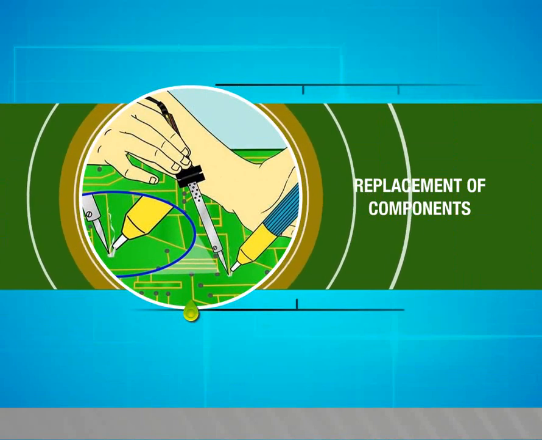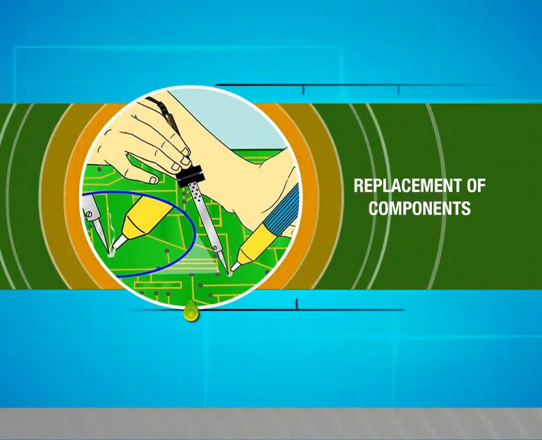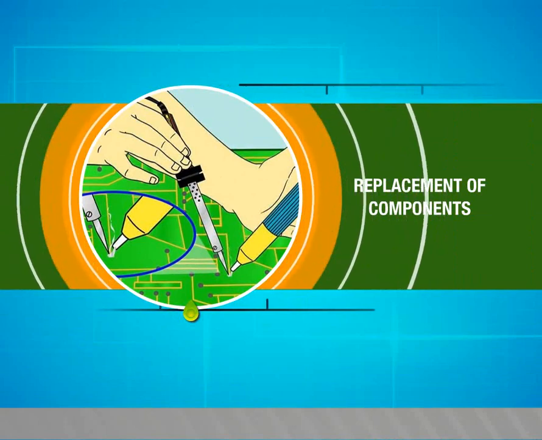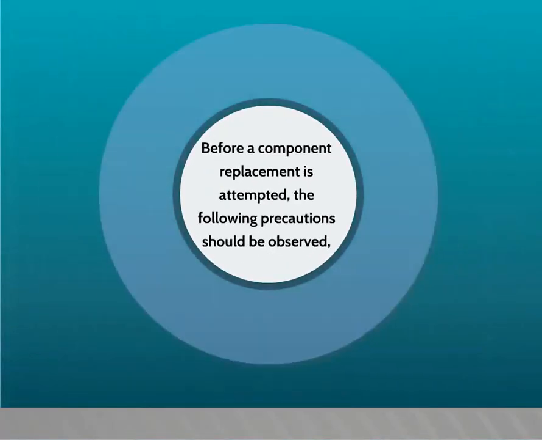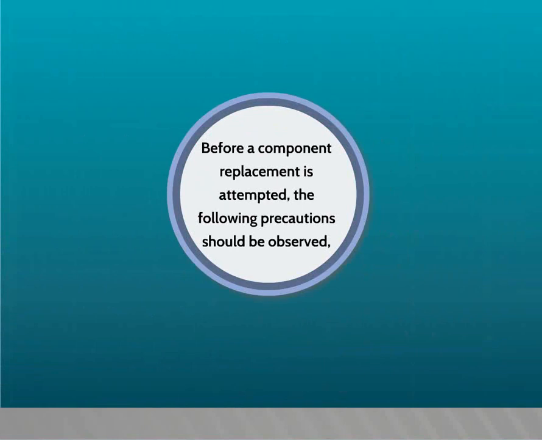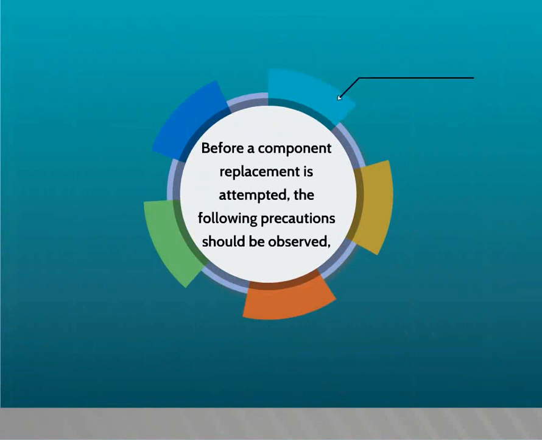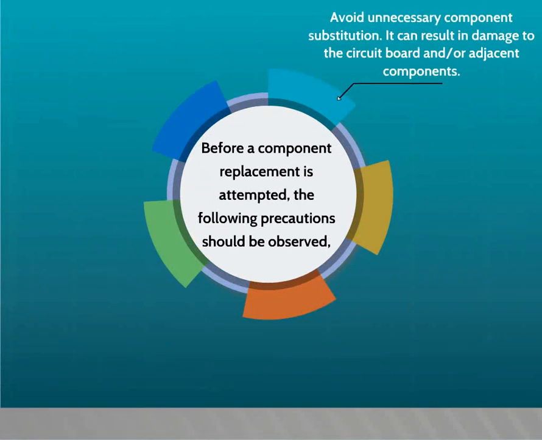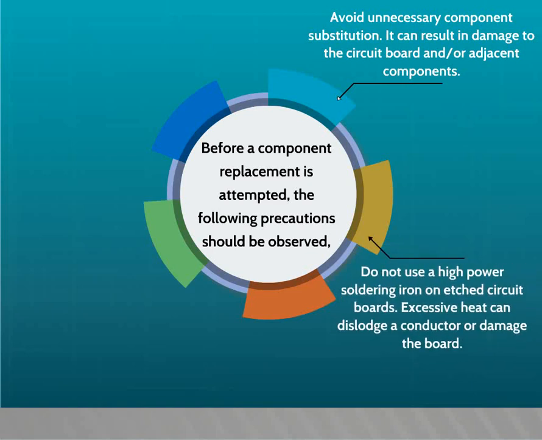Replacement of components. In this video, we are going to see about replacement of components. Before a component replacement is attempted, the following precautions should be observed. Avoid unnecessary component substitution. It can result in damage to the circuit board or adjacent components. Do not use a high-power soldering iron on etched circuit boards. Excessive heat can dislodge a conductor or damage the board.